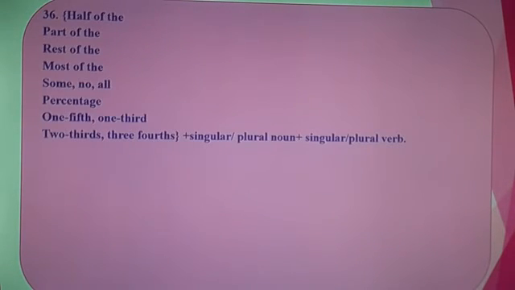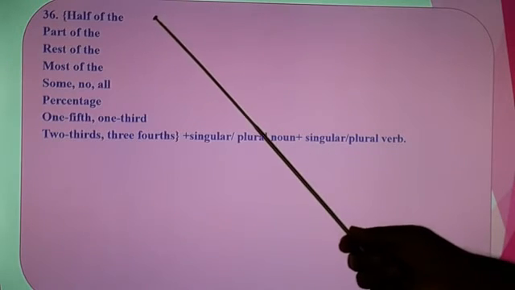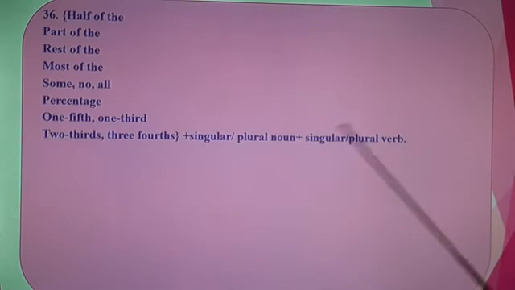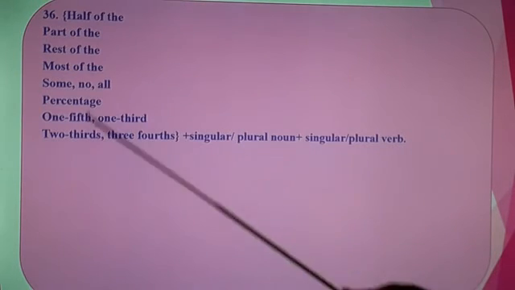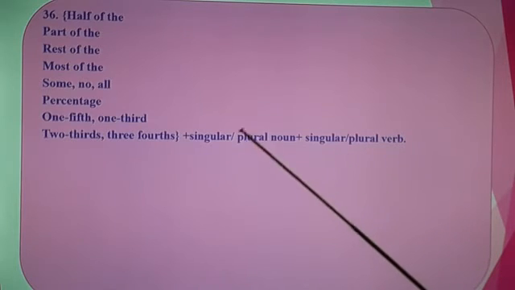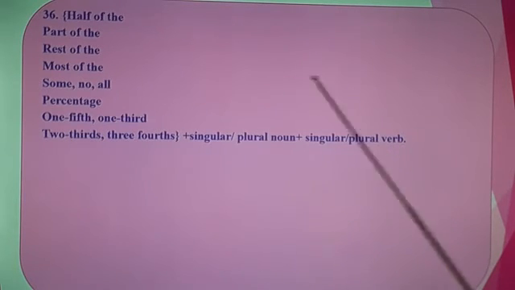Alright, let's proceed. Dear learners, have a look. There is a very difficult rule. So if you find these words, half of the, part of the, rest of the, most of the, some, no, all, percentage, 1/5 or 1/3, 2/3, 3/4, then if after that word you find a singular noun, you will take a singular verb. If you find a plural noun, you will take a plural verb. So there are some examples for you.